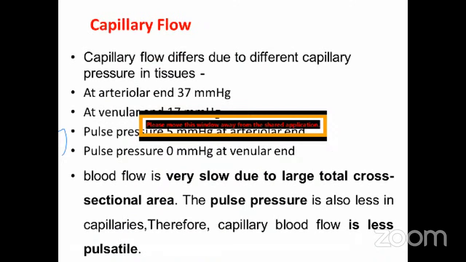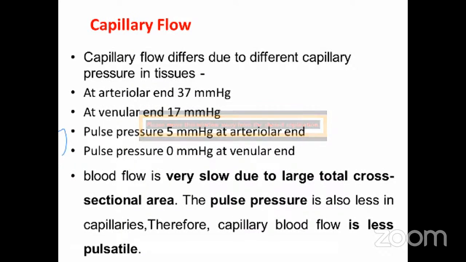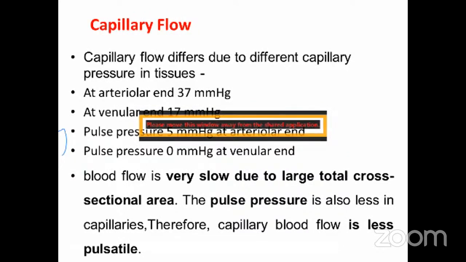Then capillary flow. The capillary flow is different in different tissues because there is a different pressure gradient in different tissues. So flow is different for different tissues. Then the capillary pressure at the arteriolar end is 37 mm Hg. At the venular end, it is 17 mm Hg. Pulse pressure at the arteriolar end is 5 mm Hg, and at the venular end it is 0.